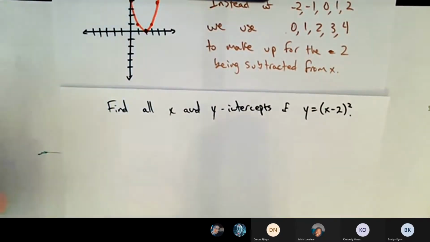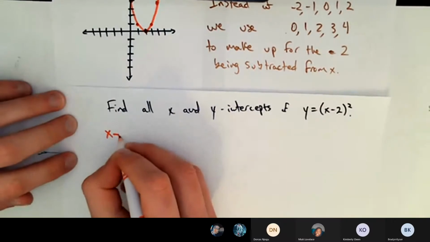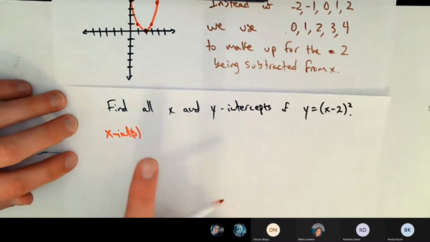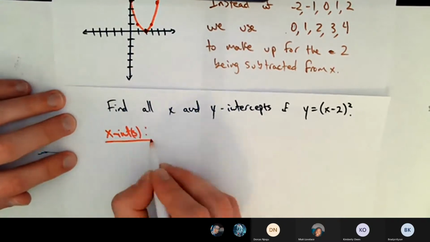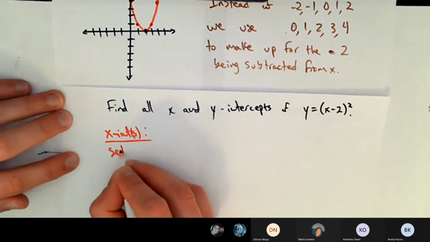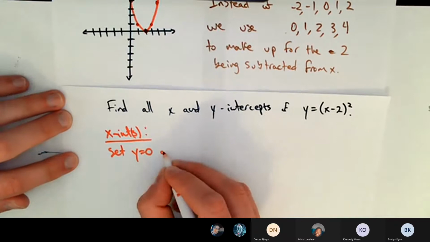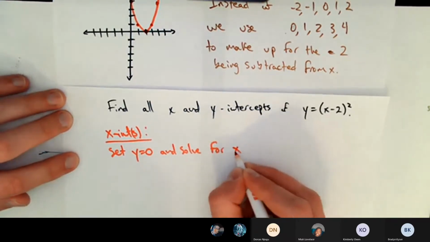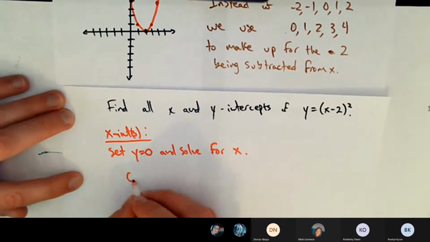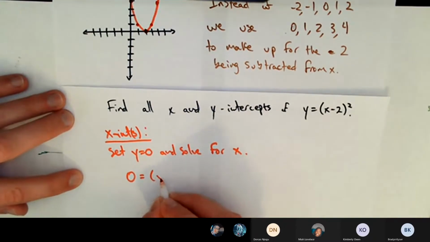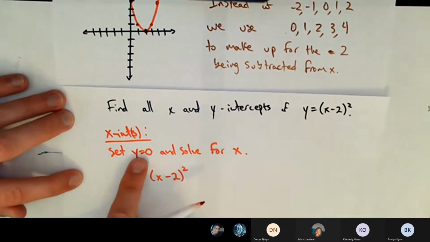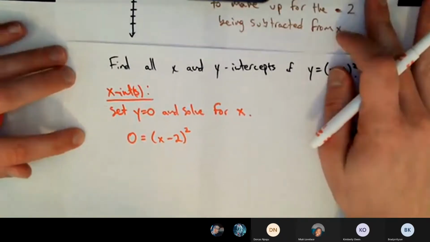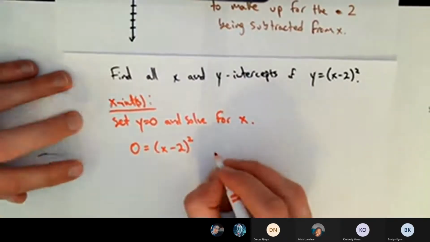Well, to find the x-intercept(s), I'm putting s in parentheses because there may only be one. To find the x-intercepts, we set y equal to 0 and we solve. Solve for what? Well, solve for what's left, which will be x. So 0 is equal to x minus 2 all squared. So I'm setting the y right there to be 0. And then I'm going to solve for x. How do I solve for x here?